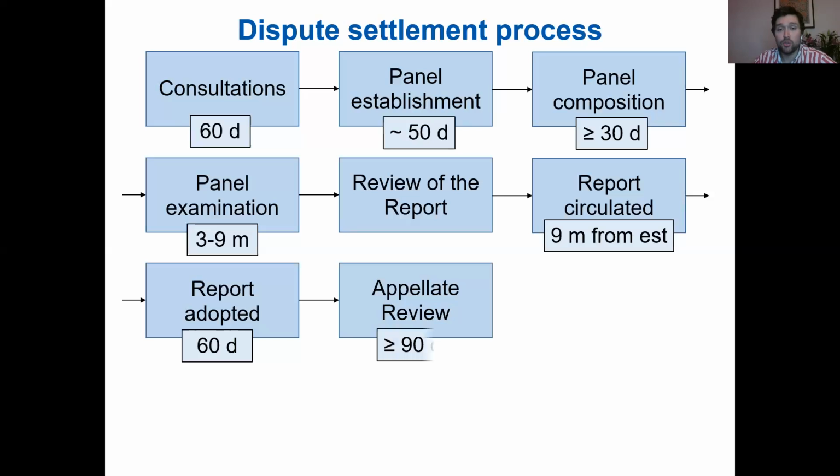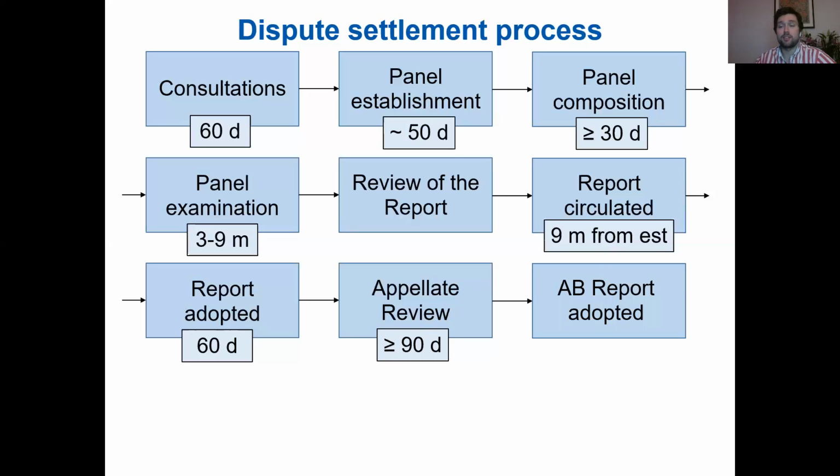So the appellate review should take 90 days, but in reality it takes longer. The appellate body has been always overloaded with work, and clearly it is not possible to hear the cases at such high speeds. And the violation is still there.